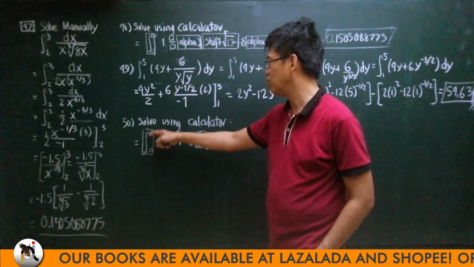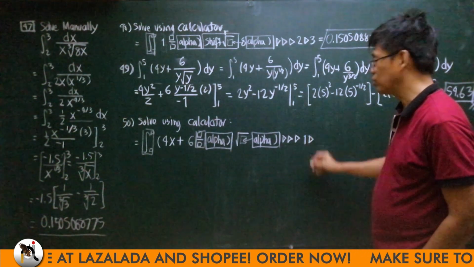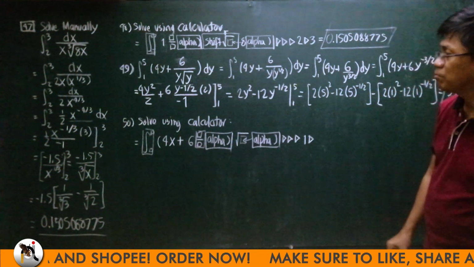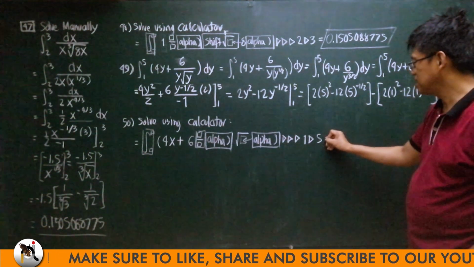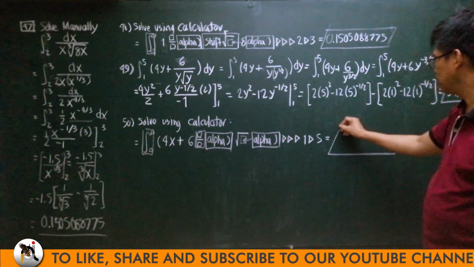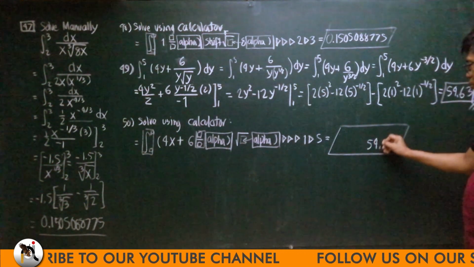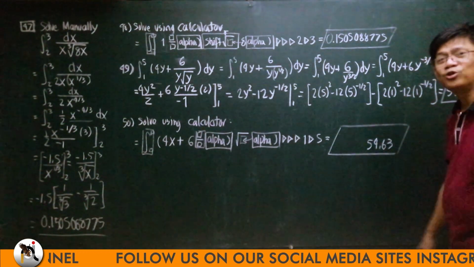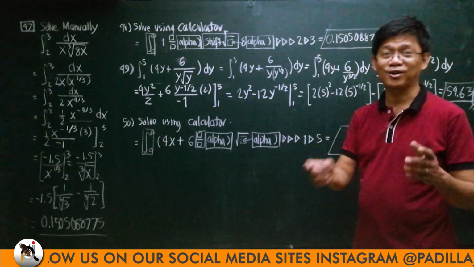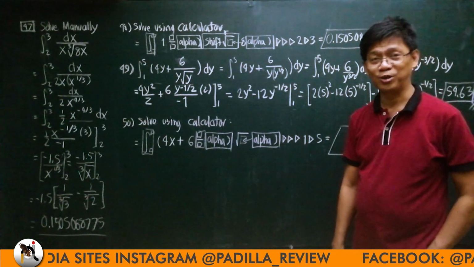Input the lower limit, that is 1. Right arrow key to go to the upper limit. Then press the upper limit, which is 5. Then press equals. Your calculator will display the answer. Rounded off, it is 54.63. Do you follow? Okay. So you just practice using your calculator and practice using manual computation. You follow?